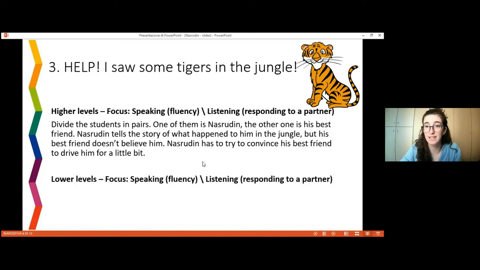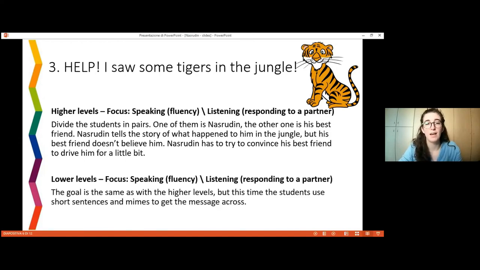For lower levels, the activity is the same. So the focus is still on speaking with some listening skills. The goal is still the same. So you have Nasrudin and his best friend. But since lower level students don't have the language to do this, you can ask them to get their message across however they can. So they can use simple sentences or simple words with mimes and gestures. As long as they get their message across, that's fine.